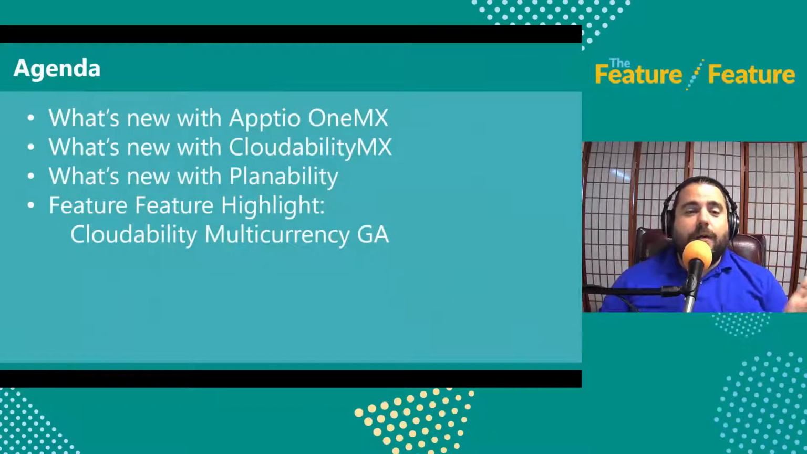We're going to go over a quick agenda. First, we're going to be talking about what's new with Apptio One product family. Then we're going to be going over the Cloudability product family and what's new with it, as well as what's new with Planability.